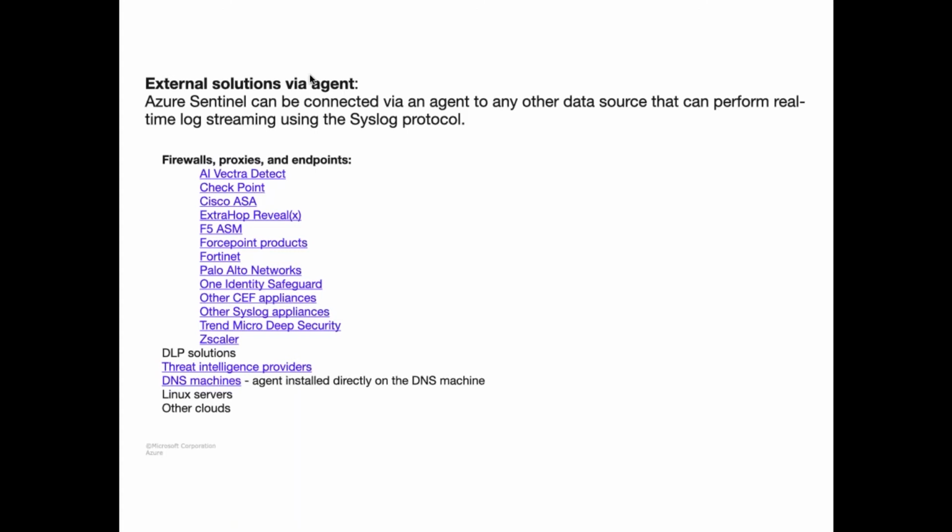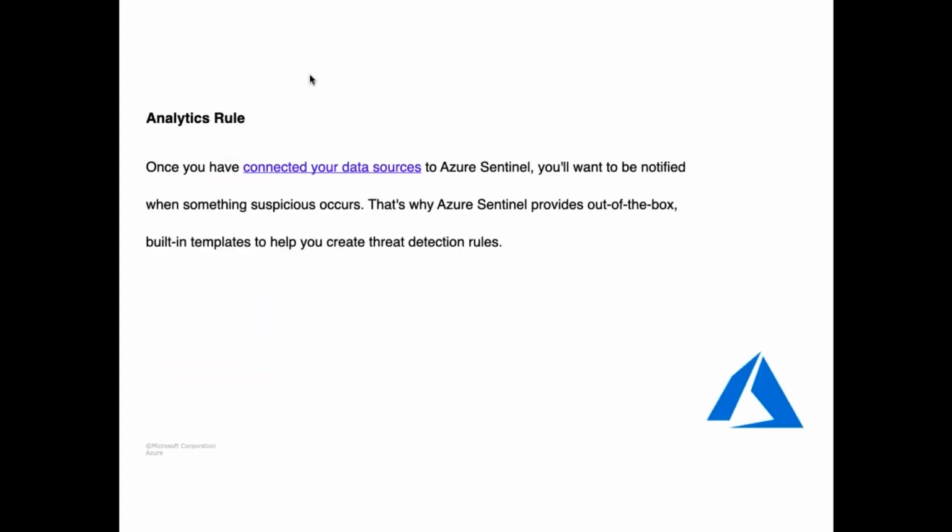If not, then you can configure a Windows or Linux server and have the agent installed on that machine. And then you can configure this agent to collect the data. So some of the solutions are AI, Vectra, Detect, Checkpoint, Cisco ASA, F5, Fortinet, or Microsoft security events or the Windows firewall logs you want to work with. So these are the different solutions available: DLP solutions, threat intelligence providers, DNS machines, Linux servers, and many more options.